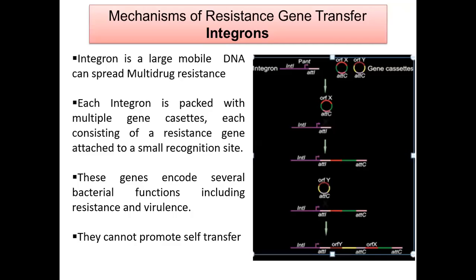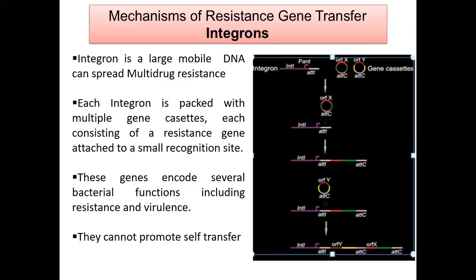is packed with multiple gene cassettes, each consisting of a resistance gene attached to a small recognition site. Here you can see the integron has the cassettes. Cassettes means the segment of small genes, right? It's called the cassette. Say, for example, you have introns, exons, just like that, different packages of the genes, it's called the cassettes, right? And this integron is made up of different cassettes and it can integrate into the specific plasmid, right? So these genes encode several bacterial functions.